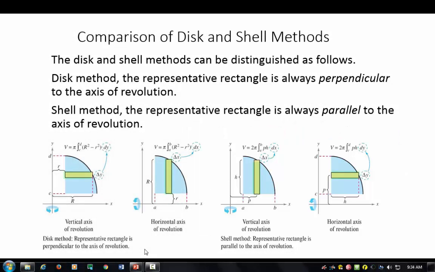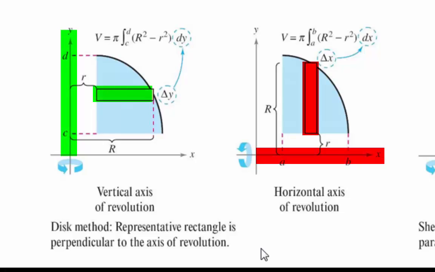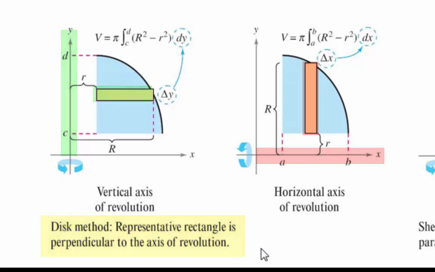What's the key? The key is drawing in your reference rectangle, and if you're using the washer method, it has to be what orientation? Perpendicular to the axis of revolution. Remember, washer method is disk method. Disk method, you're perpendicular to the axis of revolution. Wherever the base of the rectangle is facing, it's going to tell you whether you have a dy or dx. So for example, in this first diagram, since the base of it is facing the y-axis, this tells you you're doing a dy problem.